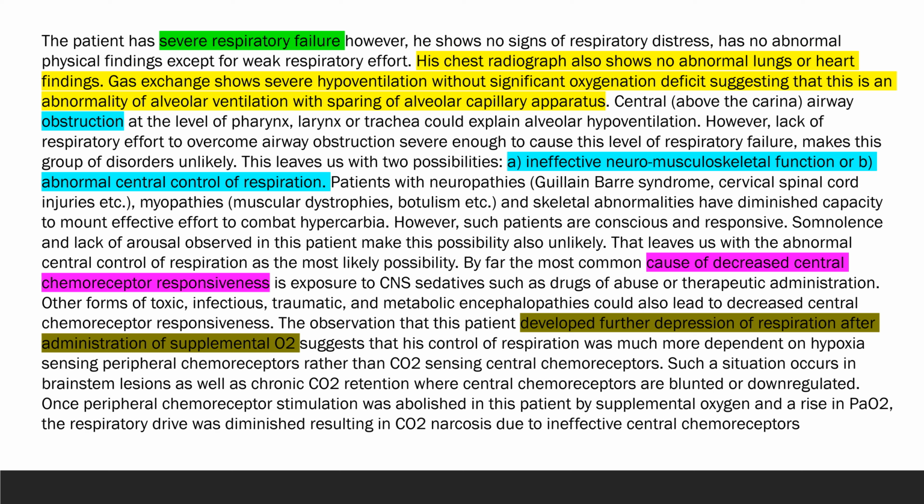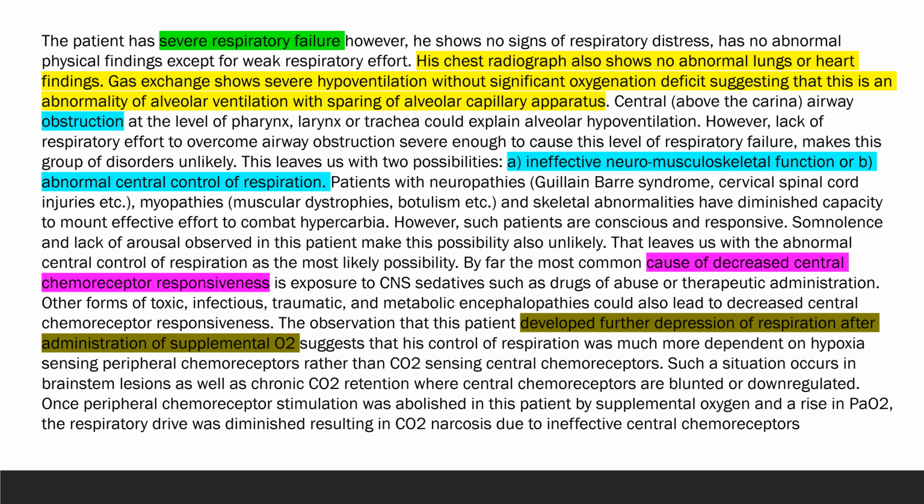So, the last option that is left is abnormal central control of respiration. So, we have concluded that it is a case of severe respiratory failure, which is causing alveolar hypoventilation, and that alveolar hypoventilation is due to abnormal central control of respiration. Now, what can be the cause of this abnormal central control of respiration?